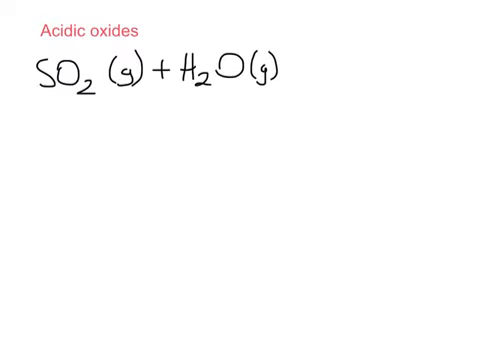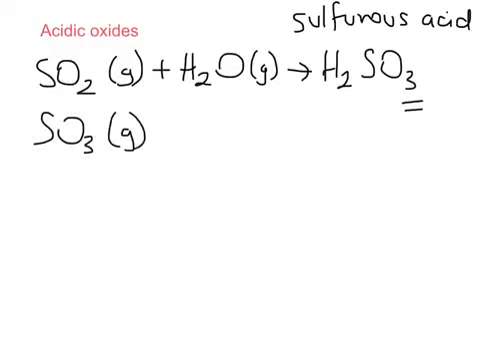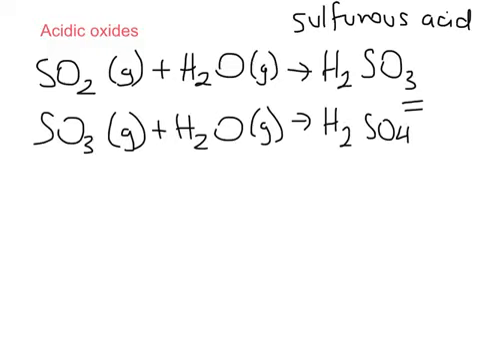So when these two react, we create H2SO3. Please take note of the 3, it's not a 4. So this is in fact sulfurous acid. Now if we had SO3 gas, this one is more common in our atmosphere. It's actually responsible for acid rain. So when this occurs in our atmosphere, we're actually getting H2SO4, which is what you're familiar with, and that's sulfuric acid.